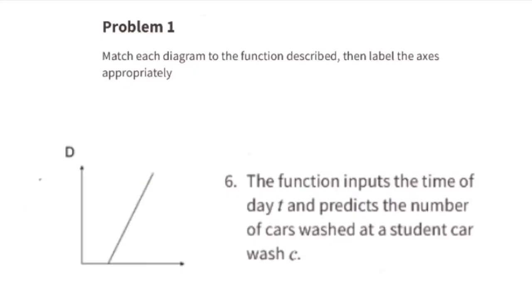Diagram D matches function 6. The function inputs the time of day T and predicts the number of cars washed at a student car wash, C. The horizontal axis or the x-axis represents the time of day, T, and the vertical axis, which is the y-axis, represents car wash, C. This graph shows that once the students finally opened up the car wash, the number of cars washed increased at a constant rate.